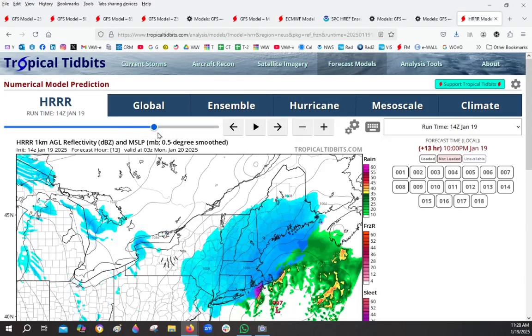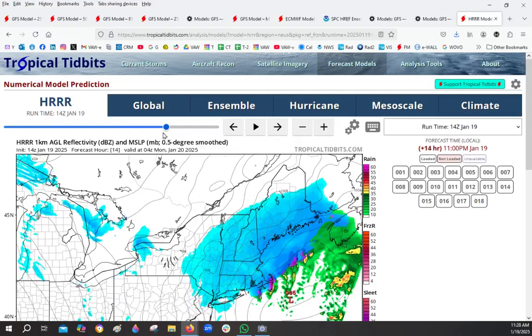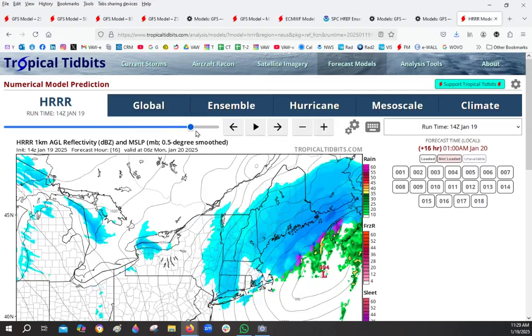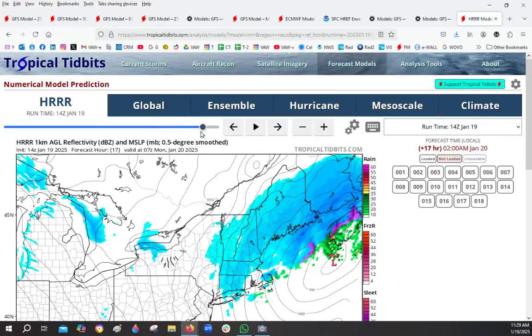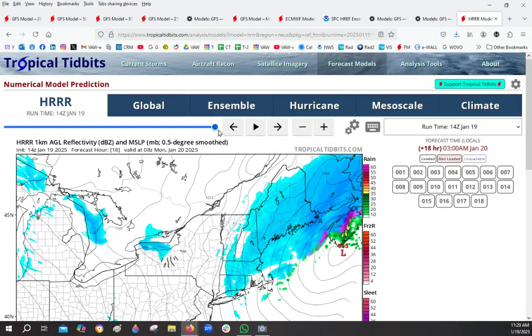And then the heavier bands start to wind down, and by 10, 11 o'clock tonight, it's already starting to thin out a little bit. And then by 2, 3 in the morning, maybe 3, 4, 5, as we're waking up tomorrow morning, it's going to be all done.